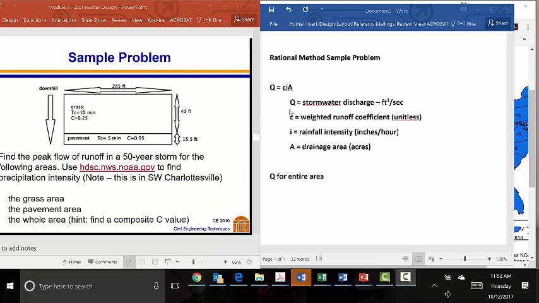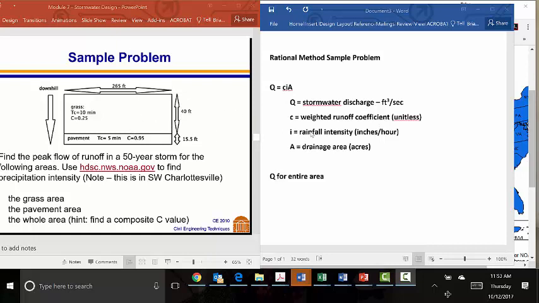That will be equal to a C, which is the weighted runoff coefficient. You see here we're given runoff coefficients for the grassy area 0.25 and for the pavement area 0.95. Again, recall that the coefficient is basically a measure of how permeable an area is. So pavement, obviously almost every bit of the water hits it and runs off, whereas in the grass a lot of the water is absorbed into the soil. So we have a weighted runoff coefficient, again weighted based on the area of the site. We'll do this here in a second.